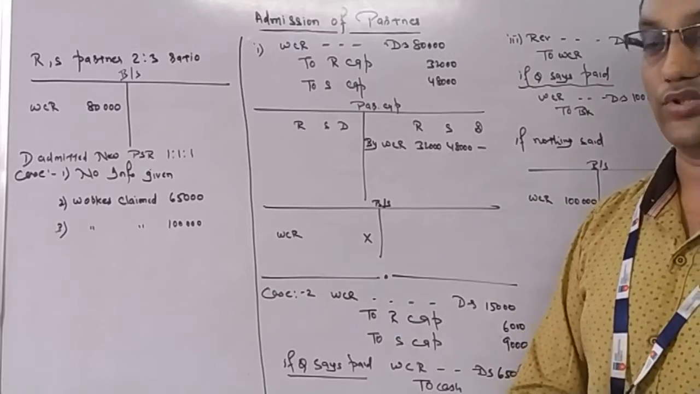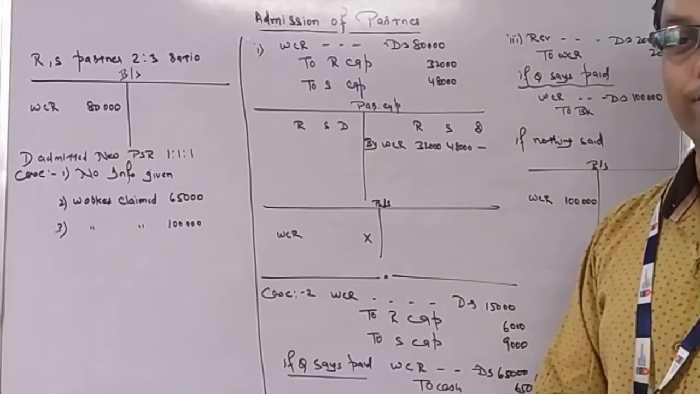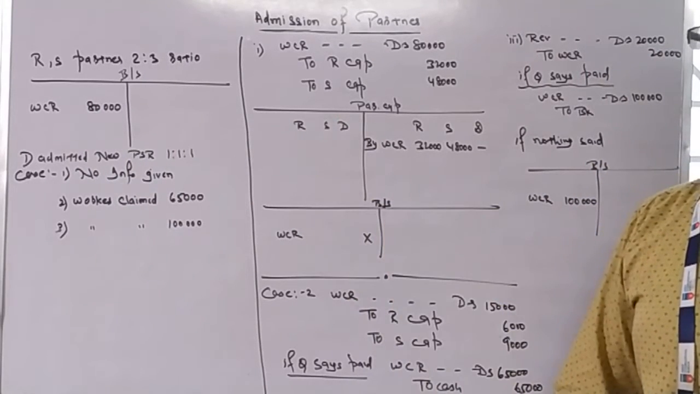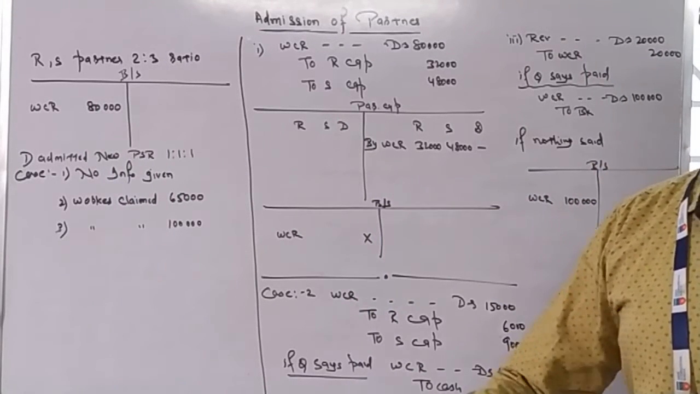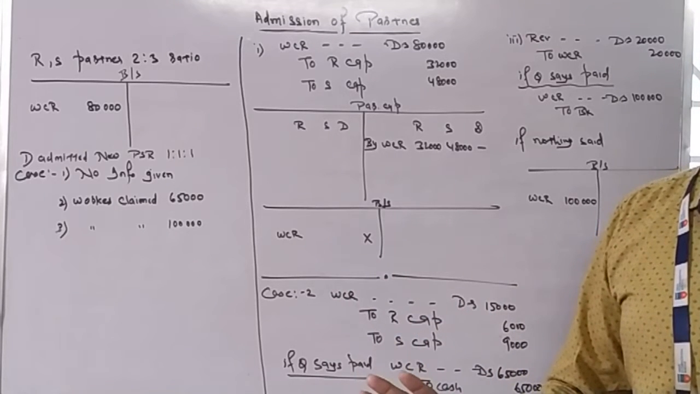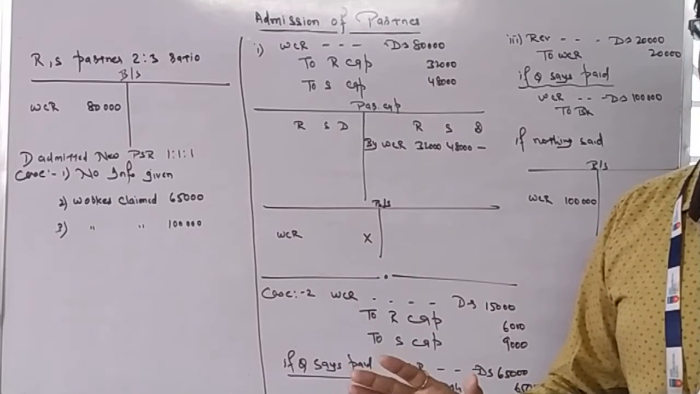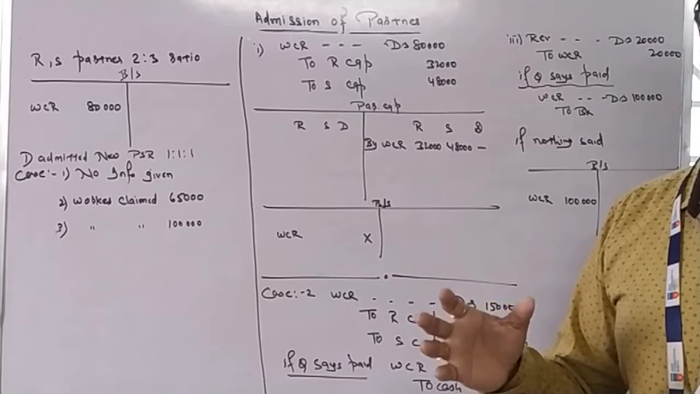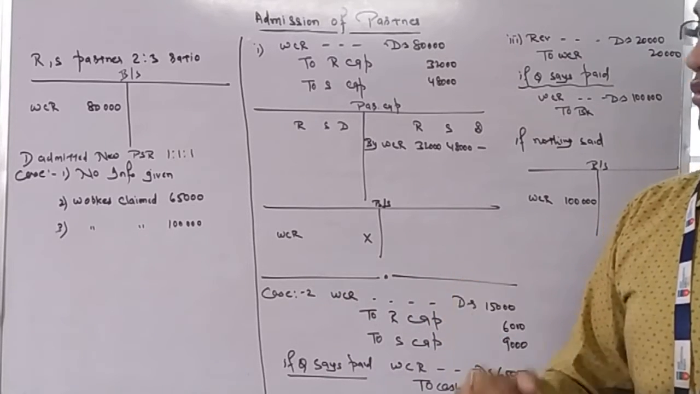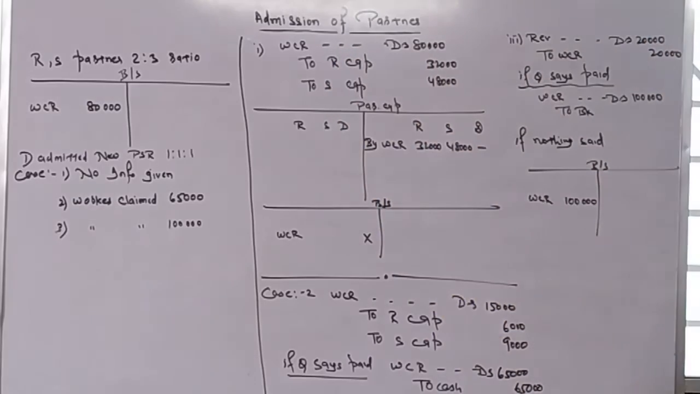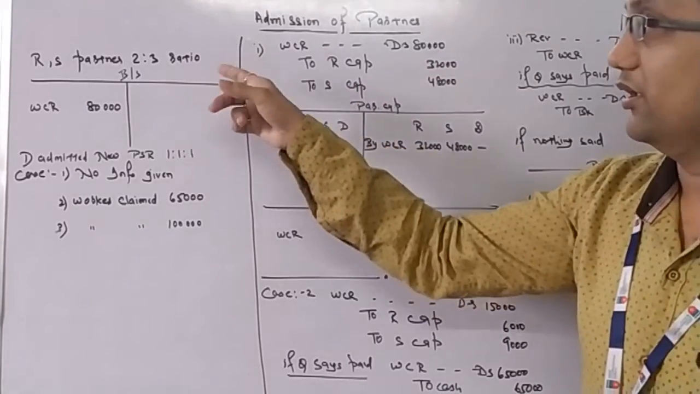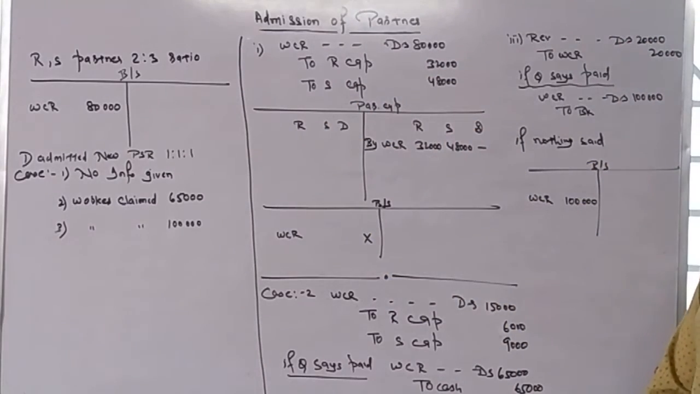How to deal with the situation? First case, no information given. We will distribute this workman compensation reserve among all partners in their old ratio. As no information is given, no worker has claimed any compensation, we will distribute this 80,000 among the old partners in their profit sharing ratio. Workman compensation reserve account debit to R capital, S capital. I have divided 80,000 into 2:3 ratio. That is 32,000 and 48,000.